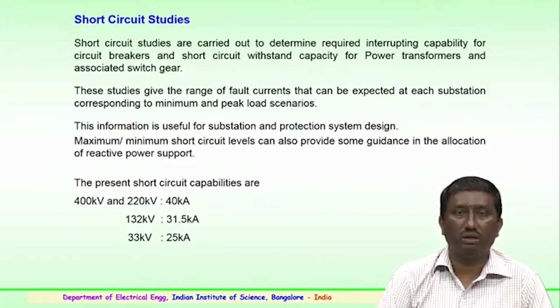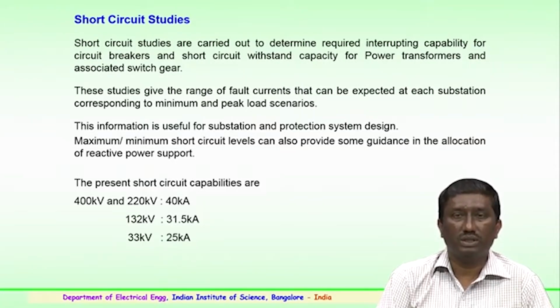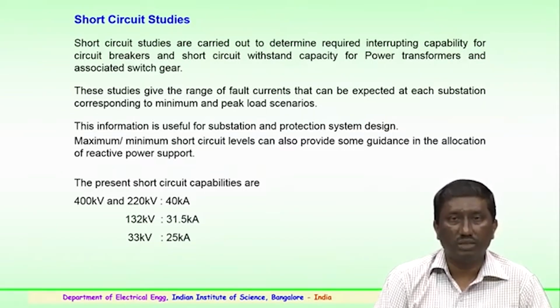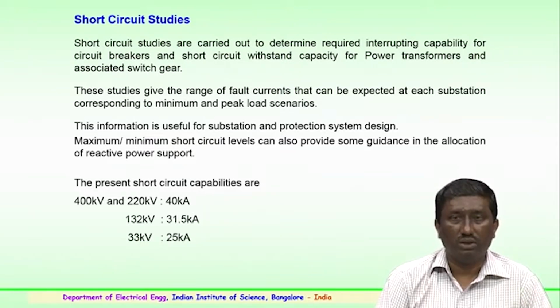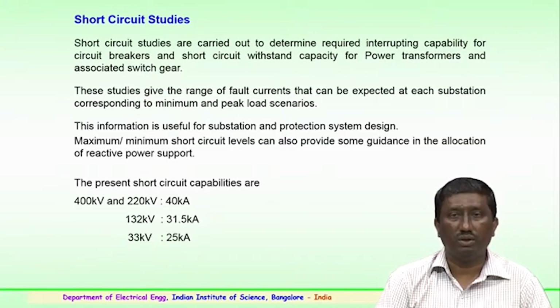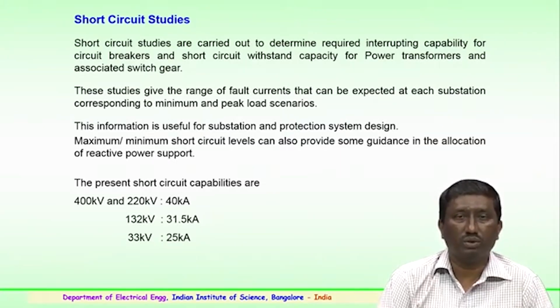It is a very important piece of information which we get from the short circuit studies, and this information will be useful for the substation and also for the protection system which could be planned for the design. So, the system protection can be designed based on this available information. The maximum or minimum short circuit levels will also provide some guidance in the allocation of reactive power support. So, we also need to get the estimation for the reactive power support.